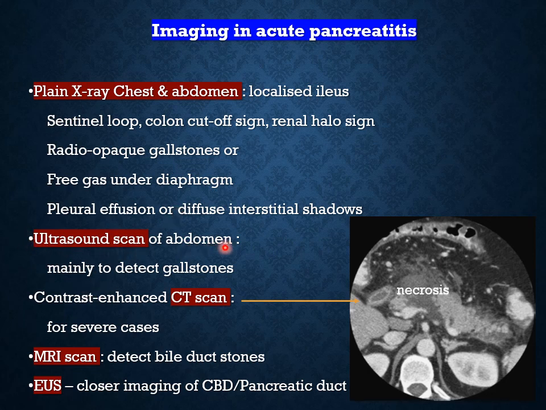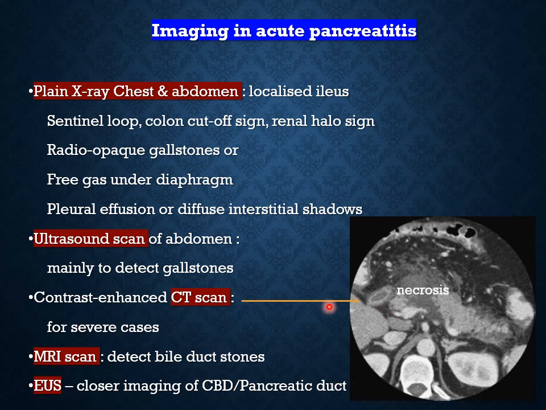Ultrasound scan of the abdomen is a very important initial investigation aimed mainly to detect gallstones. Contrast enhanced CT scan is also very important for severe cases, especially to look for necrosis, an enlarged gland, pancreatic necrosis, or formation of an abscess. MRI scans may be used in the initial stages when the patient is not fit for other interventional procedures, so you can do MRI to detect bile duct stones and the situation of the pancreatic duct. And the last one I told you is the EUS, endoscopic ultrasound, which gives us a closer imaging of the CBD and the pancreatic ducts.